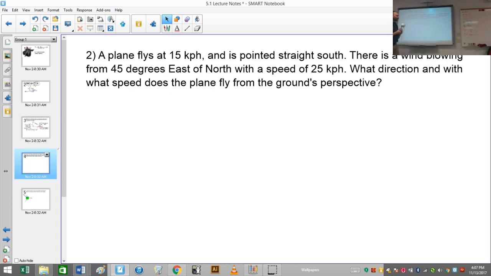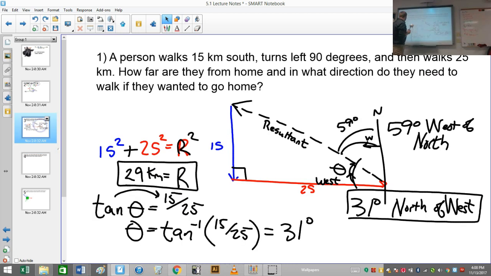Here's another one. A plane flies at 15 kilometers per hour and it's pointed straight south. There's a wind blowing from 45 degrees east of north with a speed of 25 kilometers an hour. What's the direction and with what speed does the plane fly from the ground's perspective? Now, this problem is dealing with speeds, actually velocities, and the problem right before it was dealing with displacements. These are all vector quantities, so I treat them all the exact same.